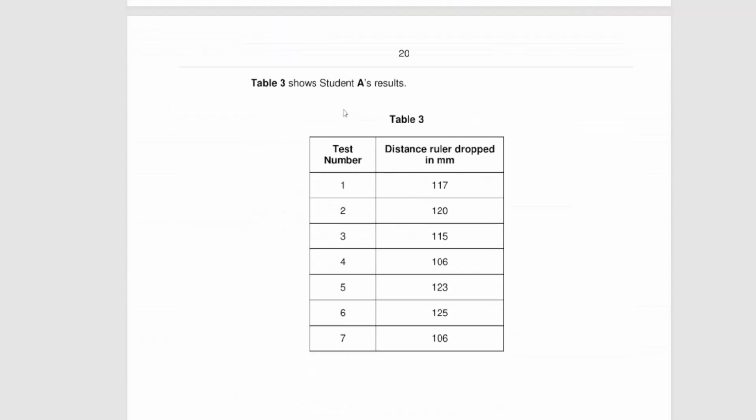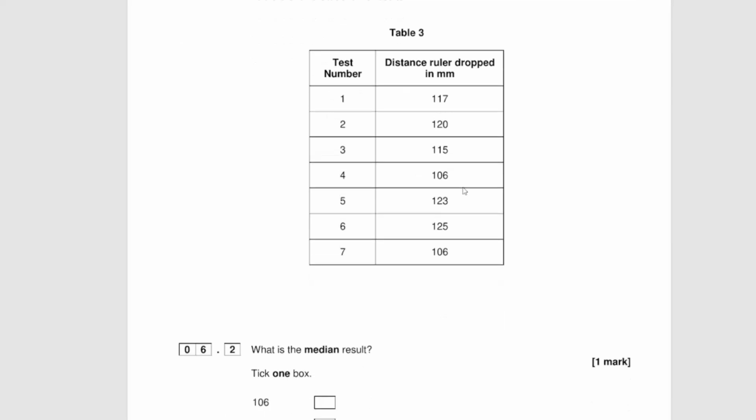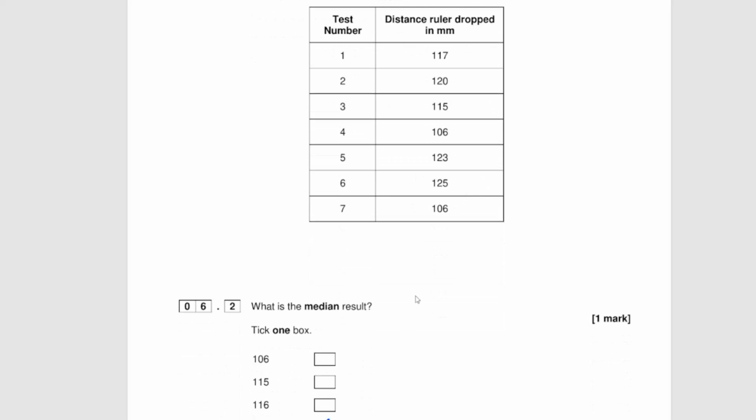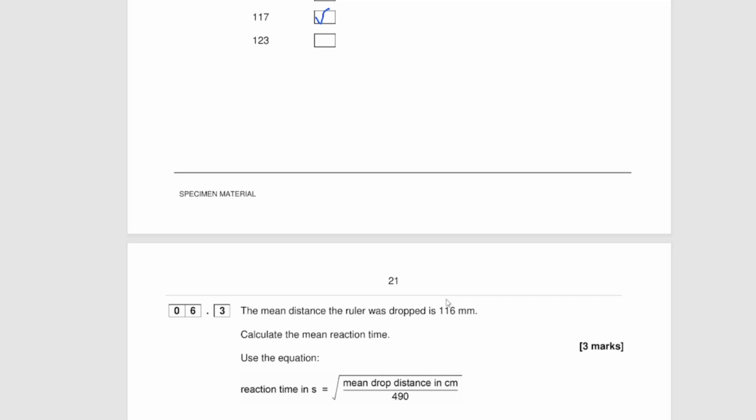Then for table 3, we're shown student A's results of different test numbers and the distance the ruler dropped before it was caught. And we're asked to work out a median result. And what you need to do is put all these numbers in order and then just find the middle number, which is 117. And then the mean distance the ruler was dropped was 160 millimeters. Nice of them to give that to you.